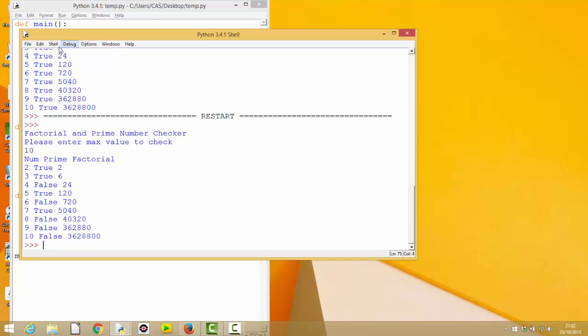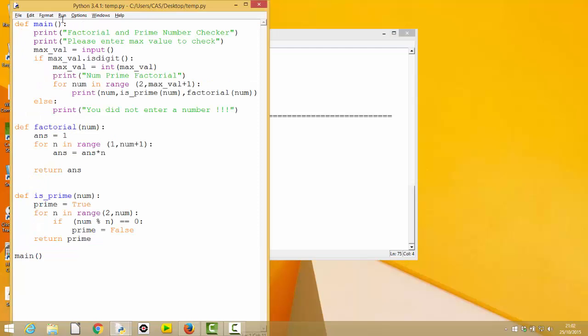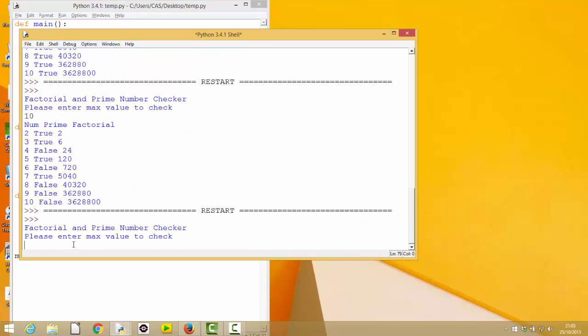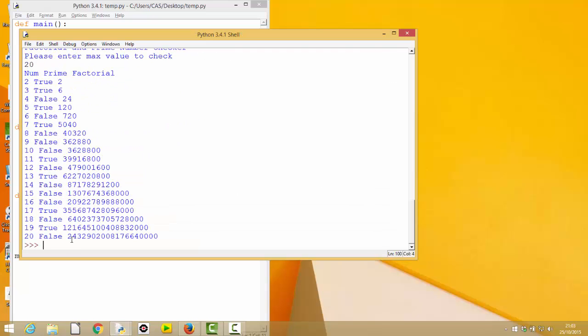Let me just run it again. I'm not familiar with my primes. I do know that 17 and 19 are prime, so I'm just going to run my module and put 20 in there and see what happens. So here's 17 true. Oh yeah, it's a prime. 19 is a prime. That looks pretty good to me. 13 is a prime. 11 is a prime. So that looks like it's giving me the right kind of answer.